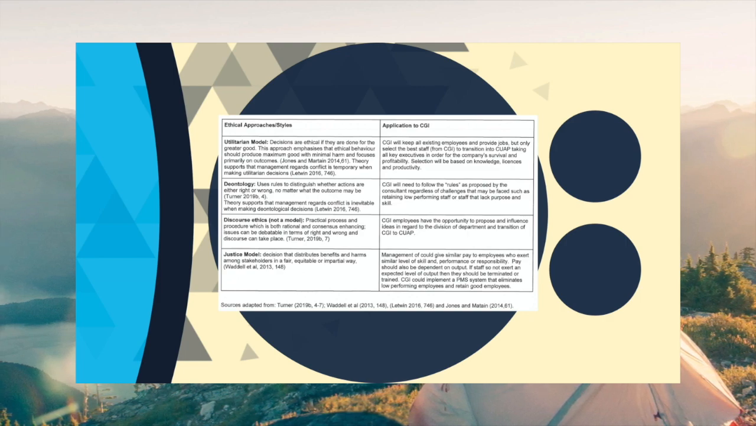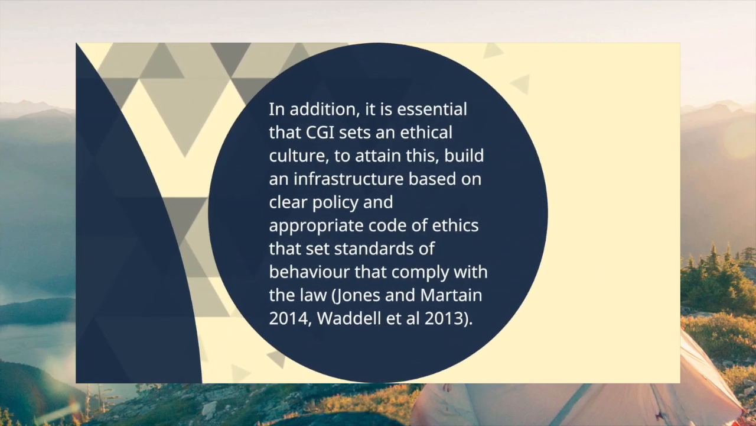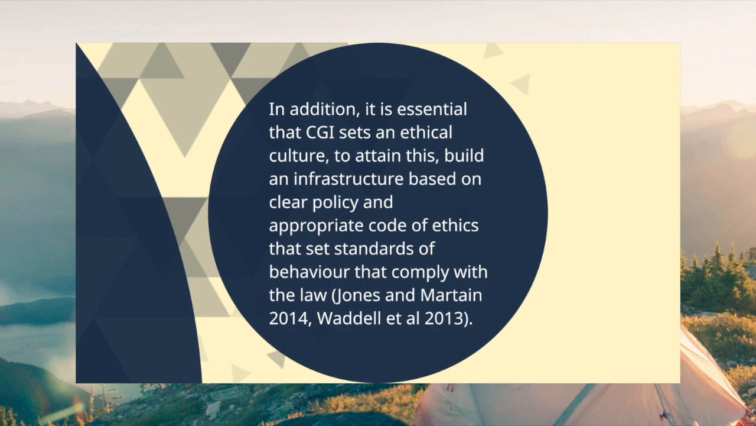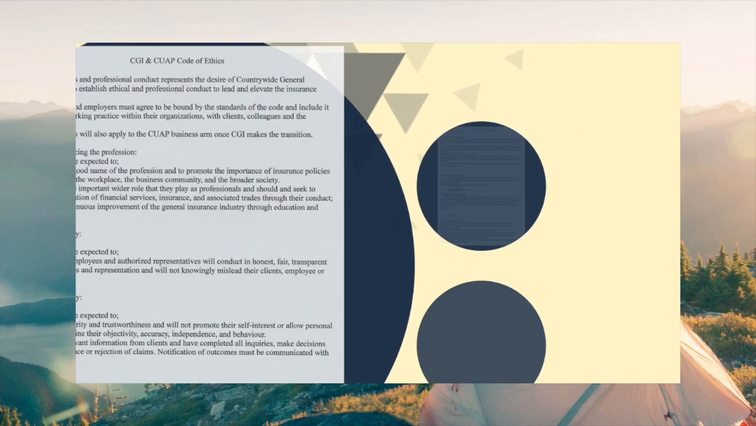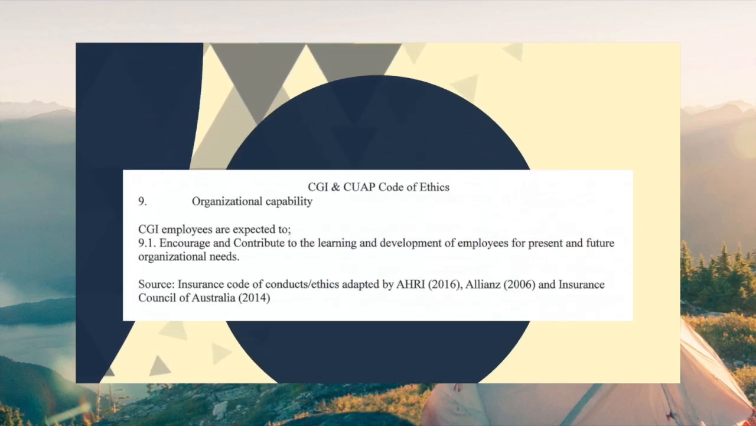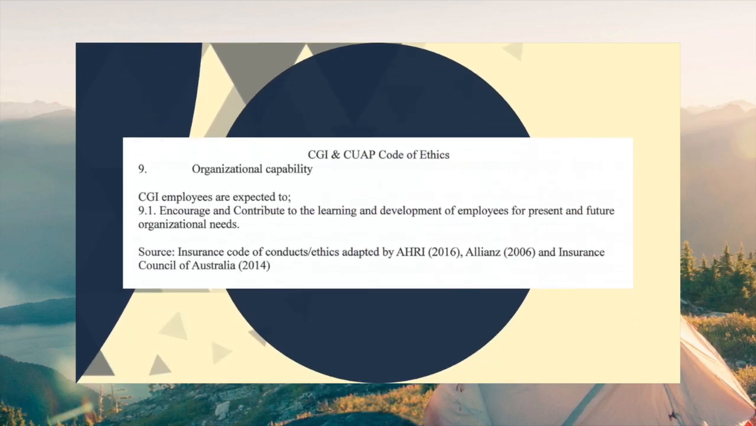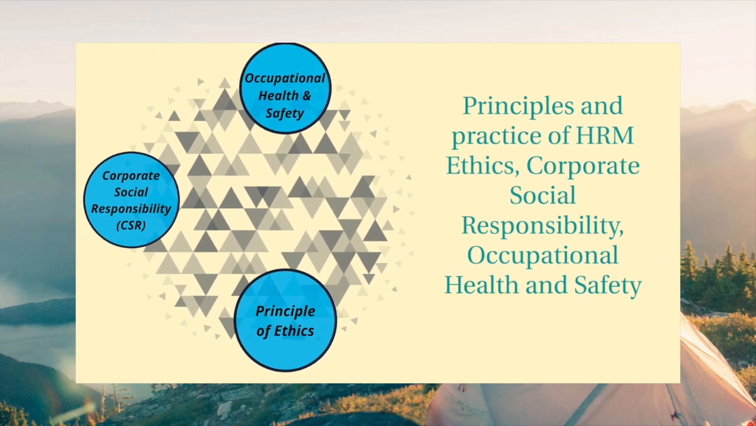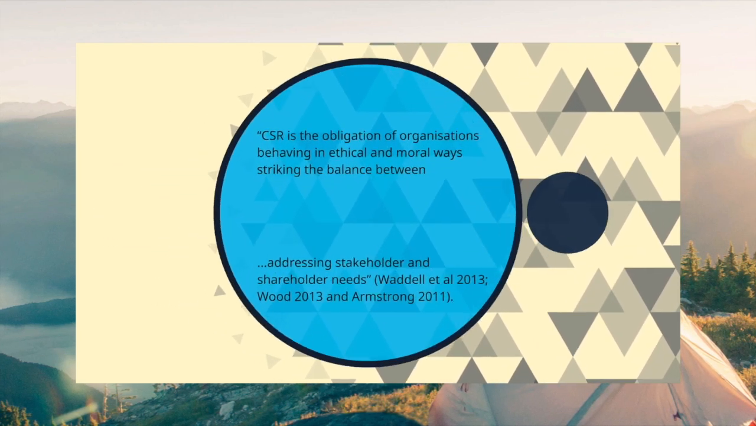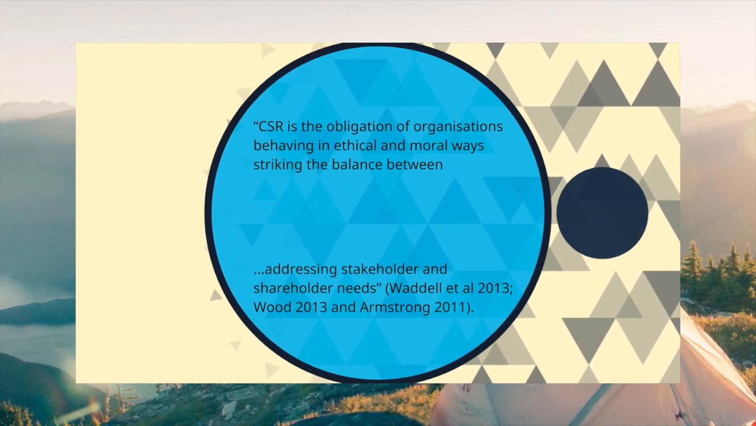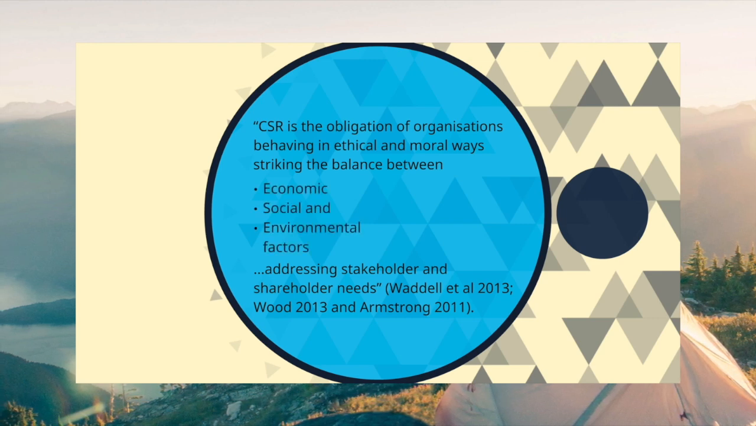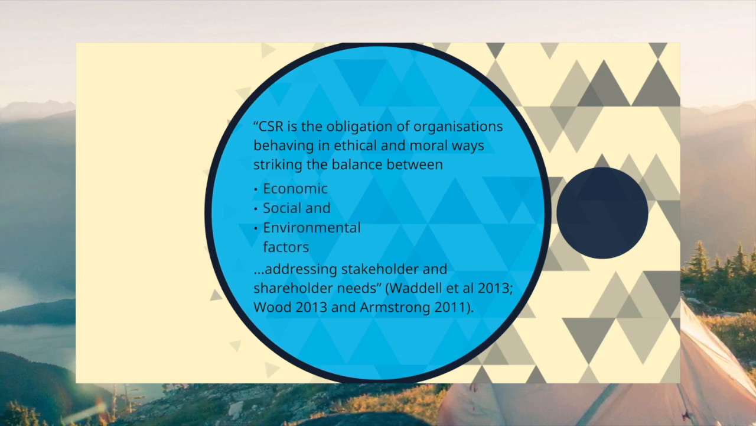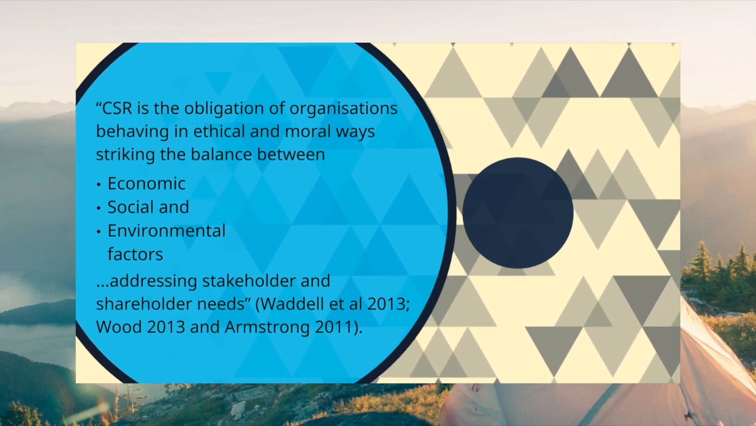Here is a sample. In addition, it is essential that CGI sets an ethical culture by building an infrastructure based on clear policy and an appropriate code of ethics that set standards of behavior such as integrity, fairness and confidentiality that comply with the law. CSR is the obligation of organizations to behave in ethical and moral ways, striking a balance between economic, social and environmental issues, addressing stakeholder and shareholder needs.